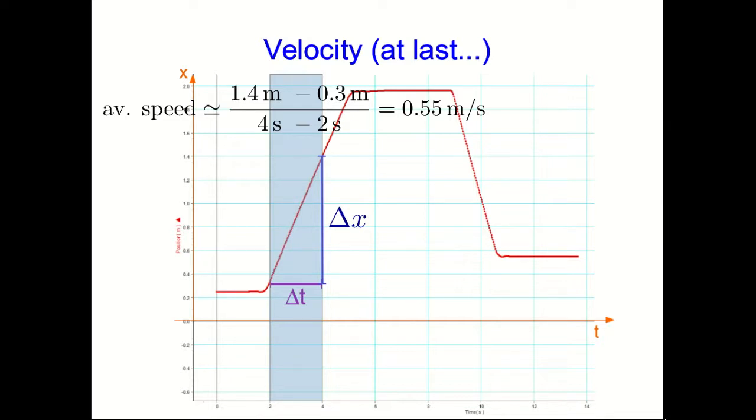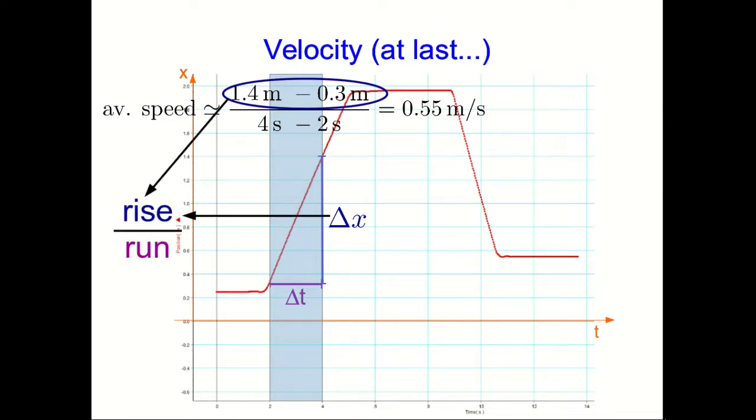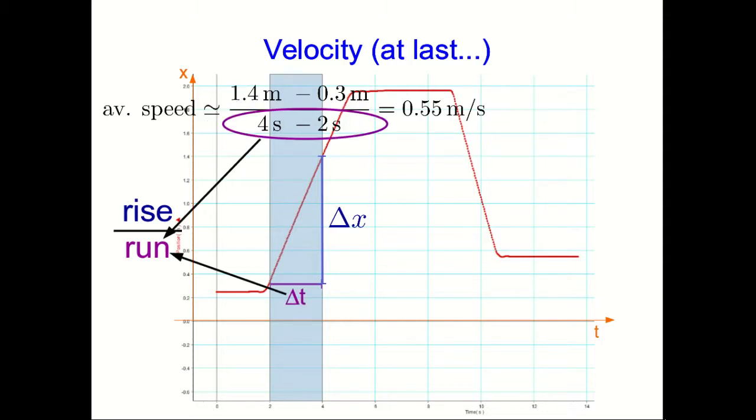But notice what we've done. If you compare that with the graph, that delta x represents the rise of the graph during that time interval. And the time interval itself is the run on the graph. So what we've just calculated is a slope. Now we already knew that there was a connection between speed and slope, but this is suggesting that the slope is the speed. Well, almost. We'll get back to that in a moment. But first let me look at how to get that speed a little better.